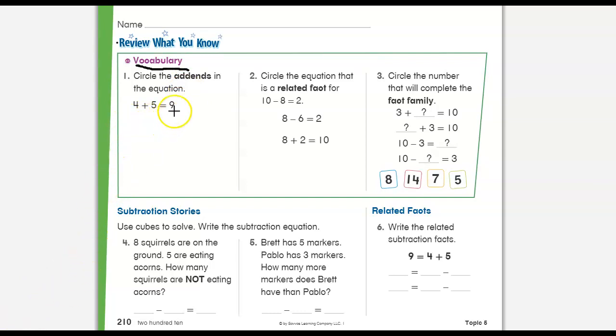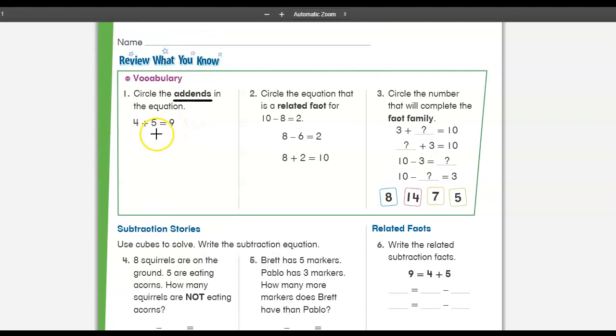When you are looking at an equation, the addends are the numbers in the equation that you are adding. That's why they have the word add in it, addends. So in this equation, 4 plus 5 equals 9, which 2 addends are in this equation? It says circle the addends. Remember that addends are the numbers that are being added in an equation. Which 2 numbers would you circle? Go ahead and circle those 2 numbers in this equation.